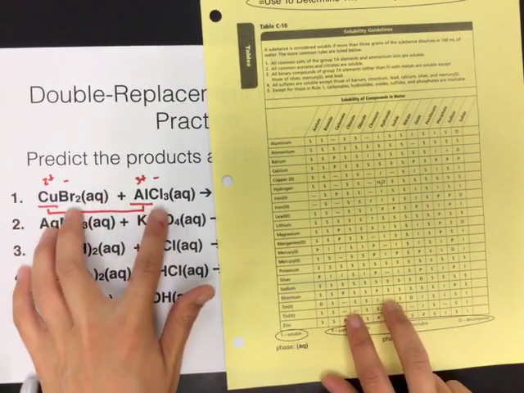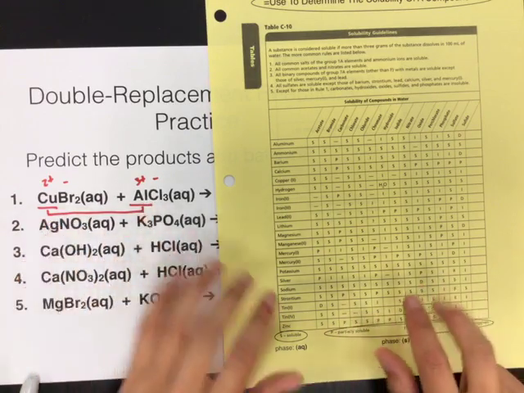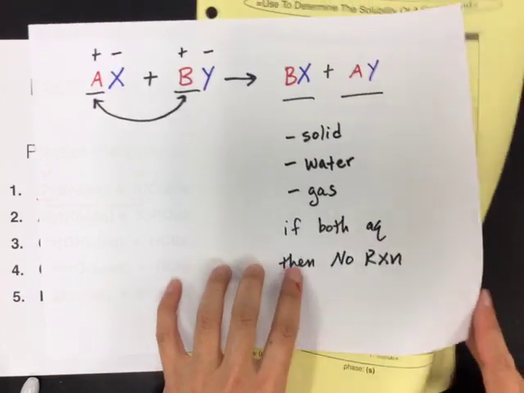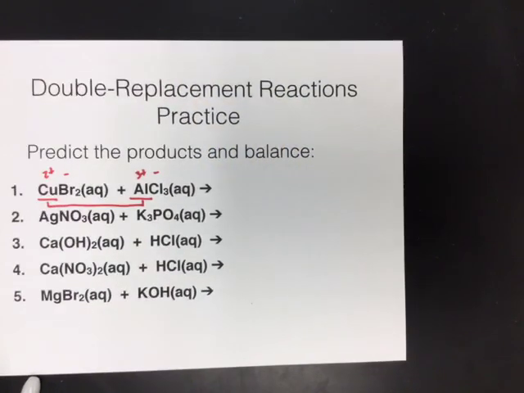Since both of the products from this reaction are aqueous, remember, initially we said if both are aqueous, then there's no reaction. So this equation's great, because there's no reaction.